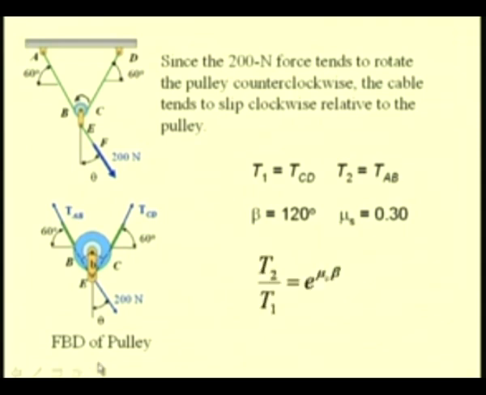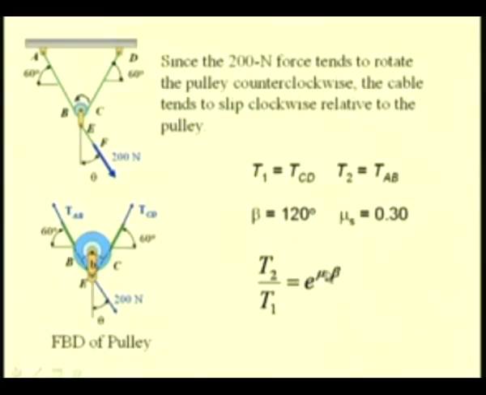So, for the impending slippage case, we have the ratio between the tight side and the slack side of this cable related to the angle of wrap and the coefficient of static friction, which is equal to e power mu s beta. So, we write this, the tension in the portion AB is equal to e power mu s beta, which is found to be 1.8745 times the tension in the cable CD.